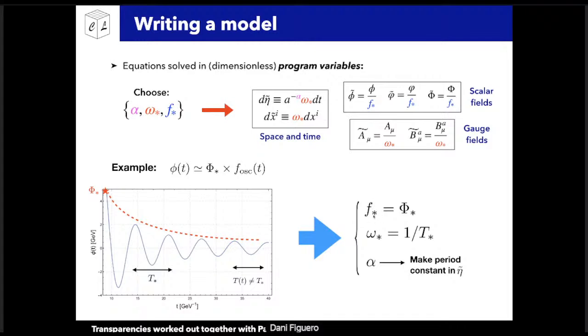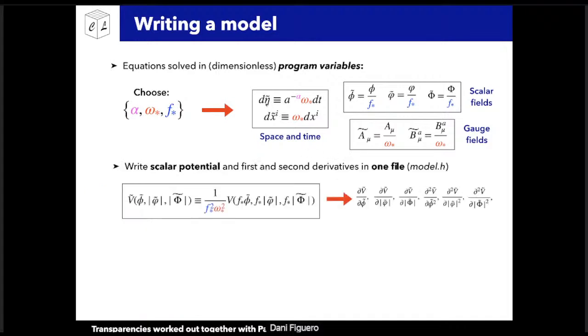So here you see F star, I choose the initial amplitude of my oscillatory field, omega star, the initial period, assuming it's not going to change much. And then alpha, if you choose it clever enough, you can make the period constant in this alpha time variable. That's the idea.